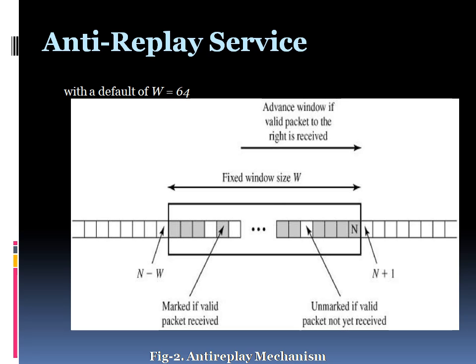So there are three cases here. Firstly, if the received packet falls within the window and the packet is authenticated, then the corresponding slot in the window is marked. Secondly, if the received packet is to the right of the window and the packet is authenticated, the window is advanced so that this sequence number is the right edge of the window and the corresponding slot in the window is marked.